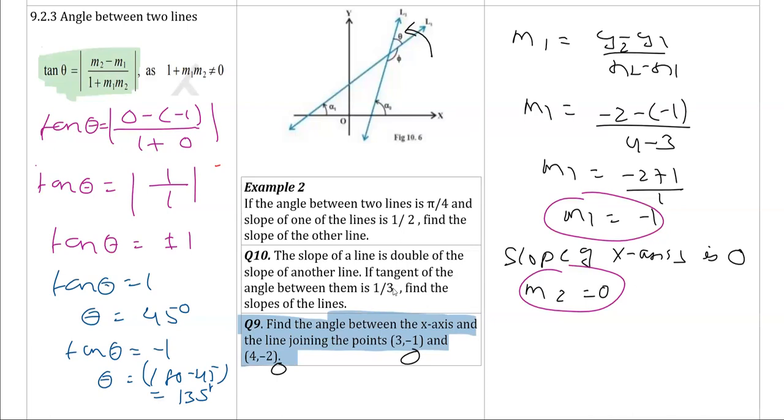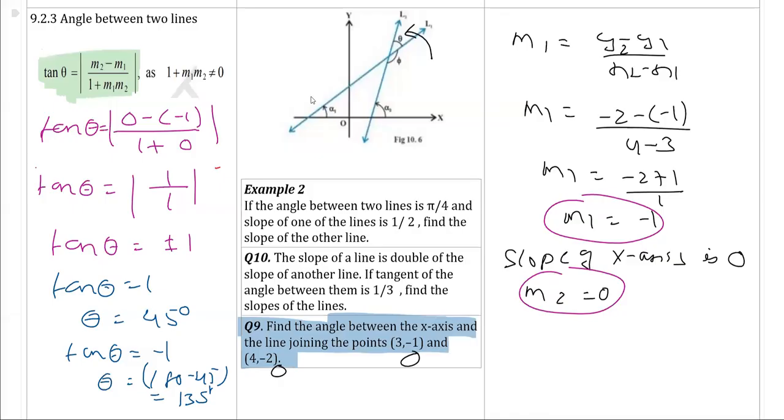So these were the questions based on the slope of a line. And in the next video, we will do questions based on the equation of a line.